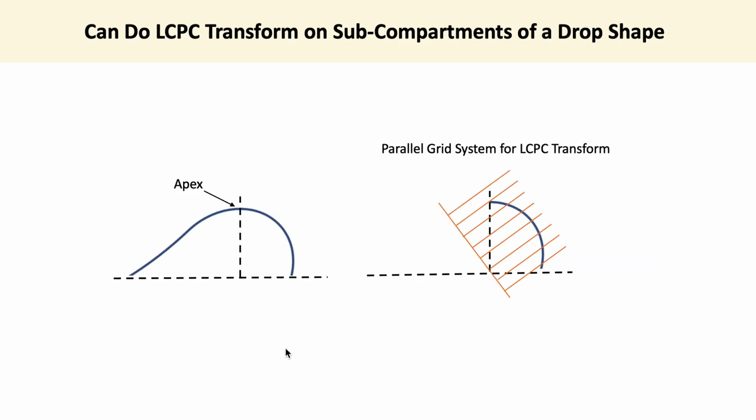Alternatively, I want to point out that the LCPC transform does not require that you measure the full shape. In fact, we could measure just the front end, that is the leading edge. Here, I just define the apex of the droplet as a dividing line, which would allow us to then objectively define the front edge in every droplet. In this case, we can apply the parallel grid system to measure the shape of just the front end, and then apply LCPC just to this compartment of the drop. You could do the same for the tail if you want to study the skew.